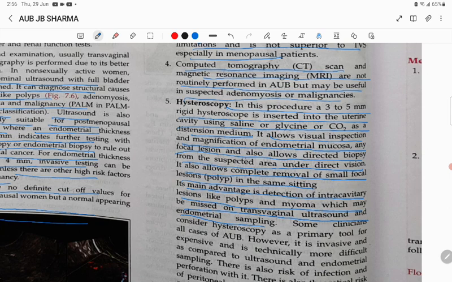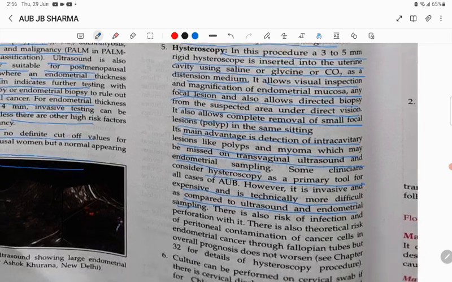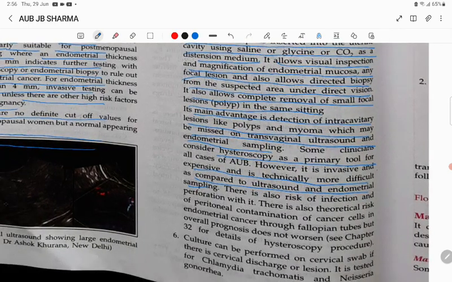Endometrial sampling can be done. Some clinicians consider hysteroscopy as the primary tool for all cases of AUB. However, it is invasive, expensive, and technically more difficult as compared to ultrasound and endometrial sampling. There is also a risk of infection and perforation. There is also a theoretical risk of peritoneal contamination of cancer cells in endometrial cancer through the fallopian tubes, but overall prognosis does not worsen. Culture can be performed on cervical swab, so if there is cervical discharge or lesion, it is tested for chlamydia and gonorrhea.